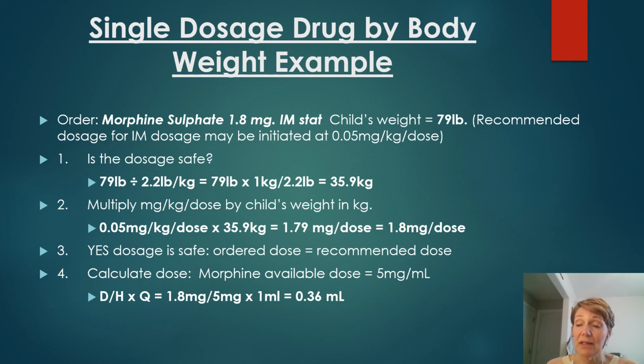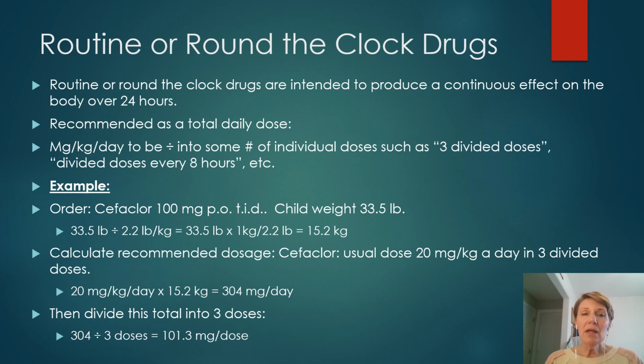And that 0.36 is equivalent to 1.8 milligrams of morphine per that calculation. Okay, so let's try one more. Or another way of looking at things, I guess.